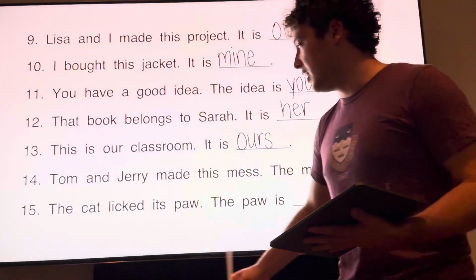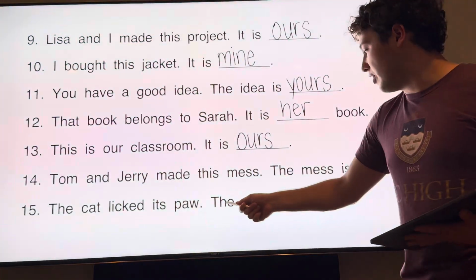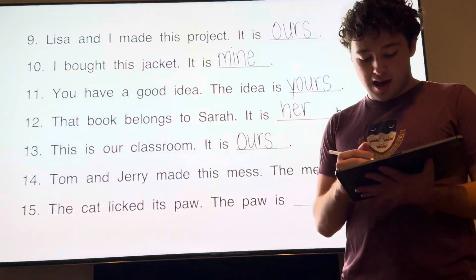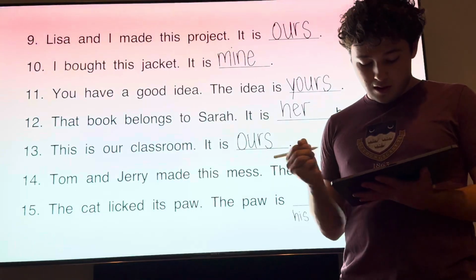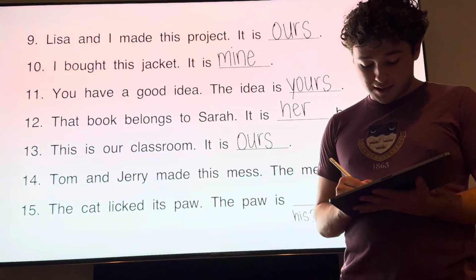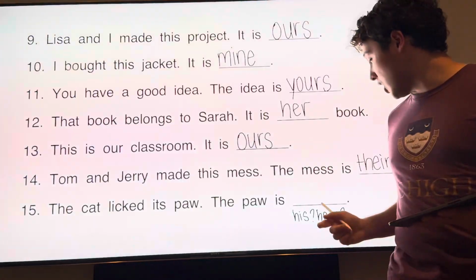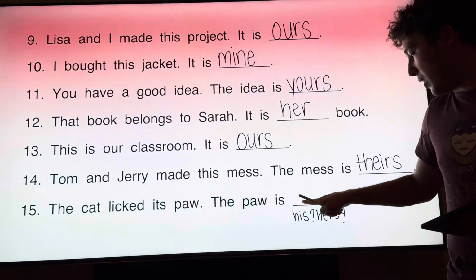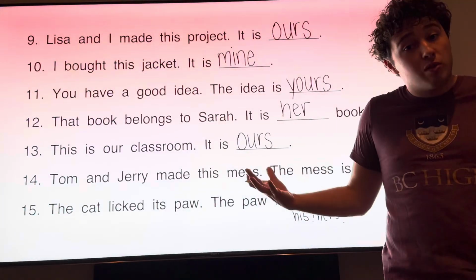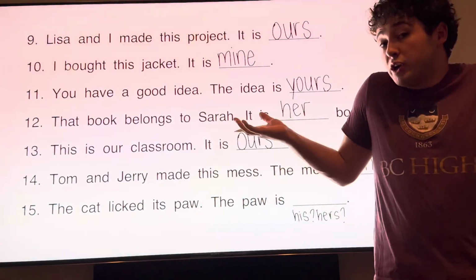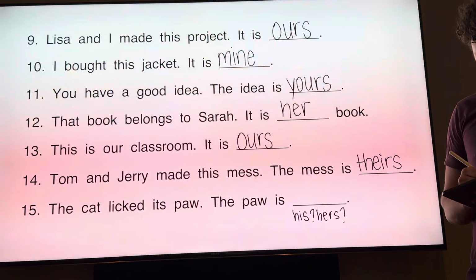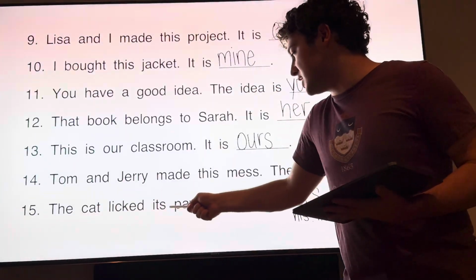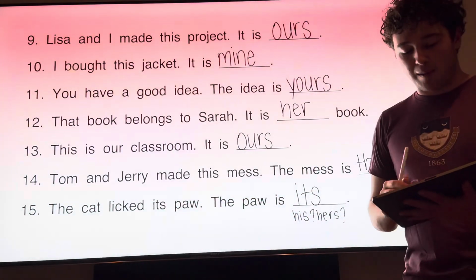And then the last one, the cat licked its paw. The paw is, this one is a bit different because you could say his or hers. And it would be hers because there's no subject here. The paw is his, the paw is hers. However, we don't know the cat. Is it his or hers? We don't know. So, because we don't know, we put its. The paw is its. The cat licked its paw. The paw is its. Okay.